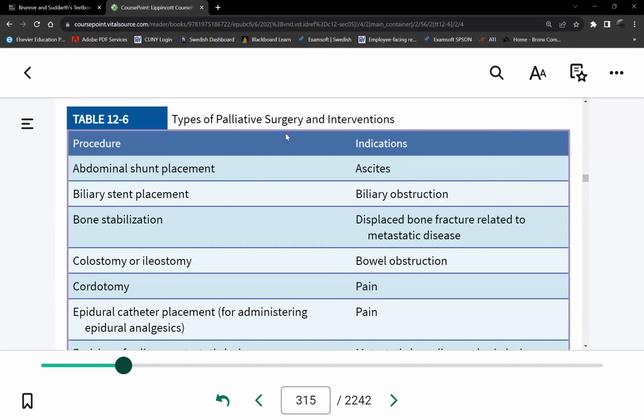Sometimes surgery will be called palliative, in which case, what's the meaning of palliative?